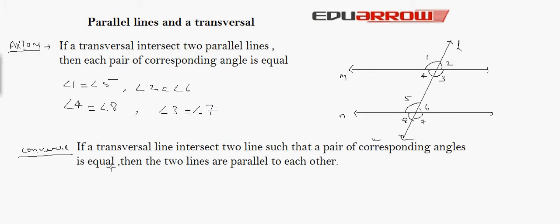The converse of the axiom given above is also true. That is, if a transversal line intersects two lines such that a pair of corresponding angles is equal, then the two lines are parallel to each other. For example, if the line L intersects the lines M and N such that angle 1 is equal to angle 5, then the lines M and N are parallel to each other.